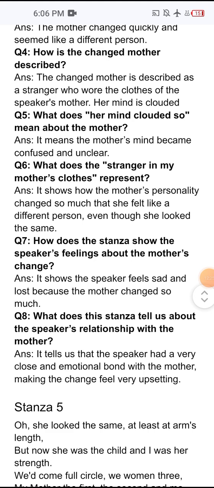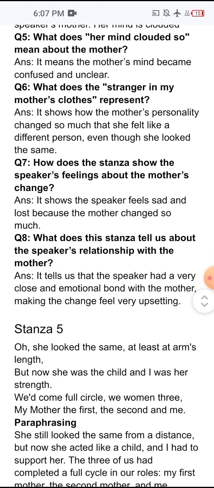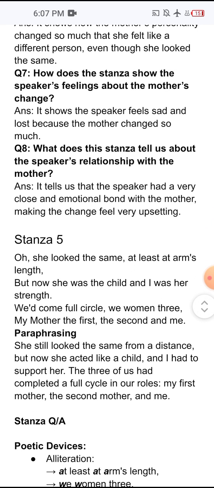What does "her mind clouded so" mean about the mother? It means that the mother's mind became confused and unclear. What does the stranger in my mother's clothes represent? It shows how the mother's personality changed so much that she felt like a different person even though she looked the same. How does the stanza show the speaker's feelings about the mother's change? It shows the speaker feels sad and lost because the mother changed so much. What does the stanza tell us about the speaker's relationship with the mother? It tells us that the speaker had a very close and emotional bond with the mother, making the change feel very upsetting.